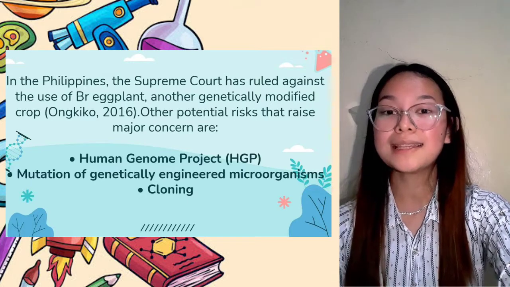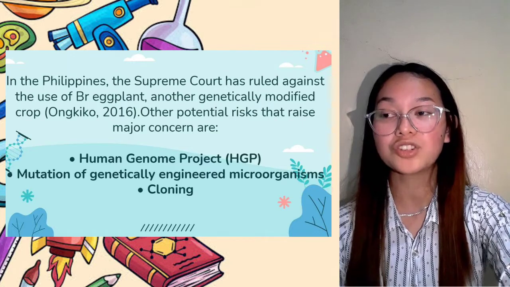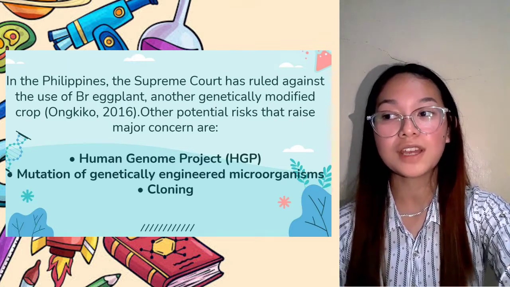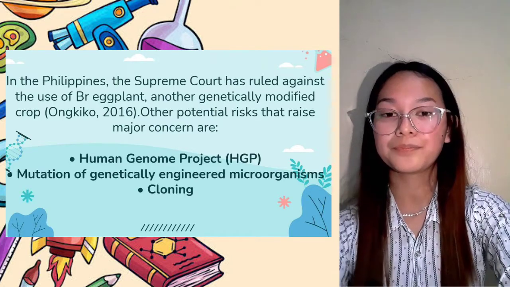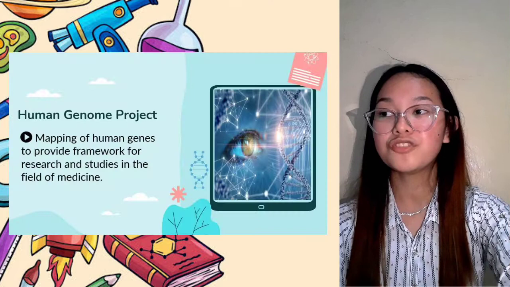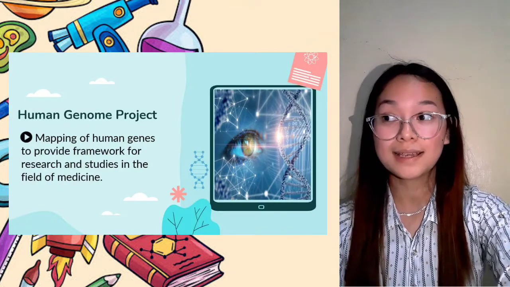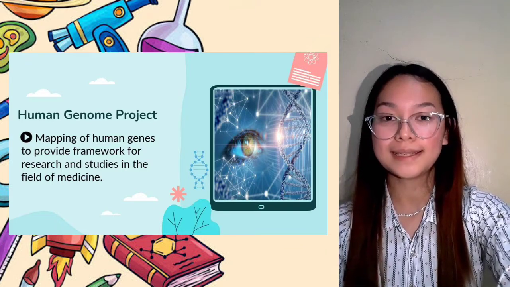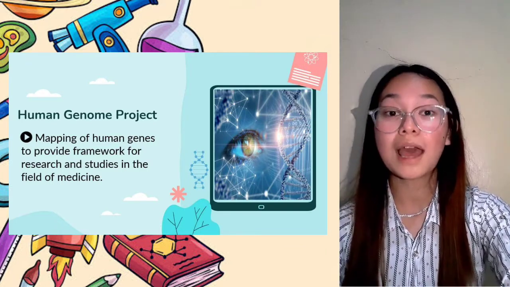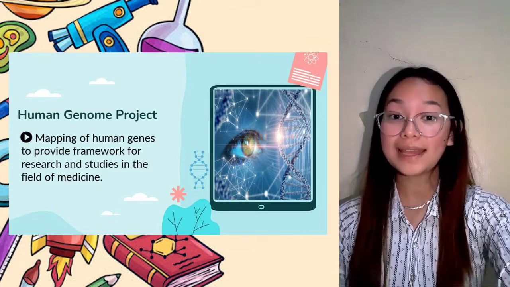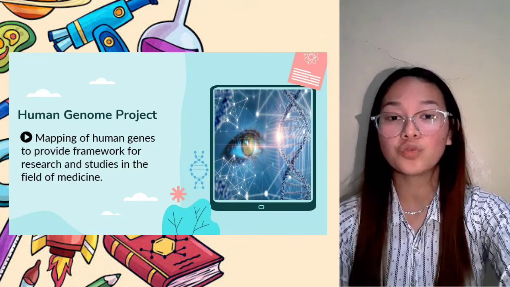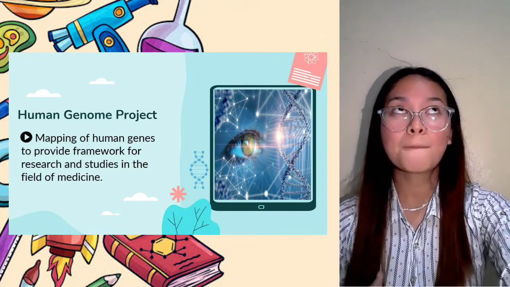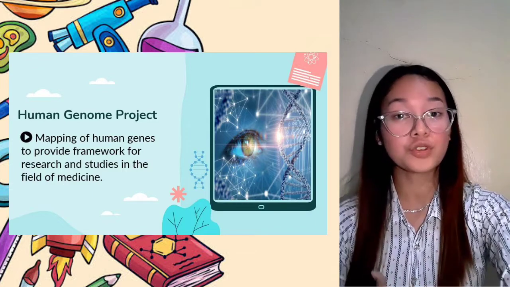First is the Human Genome Project or HGP. Second is mutation of genetically engineered microorganism, and the third is cloning. So the first one is Human Genome Project, mapping of human genes to provide framework for research and studies in the field of medicine. So it was thought that the ability to generate human genetic data would lead to bias or prejudice and give those with the data a lot of power at the expense of those who didn't.